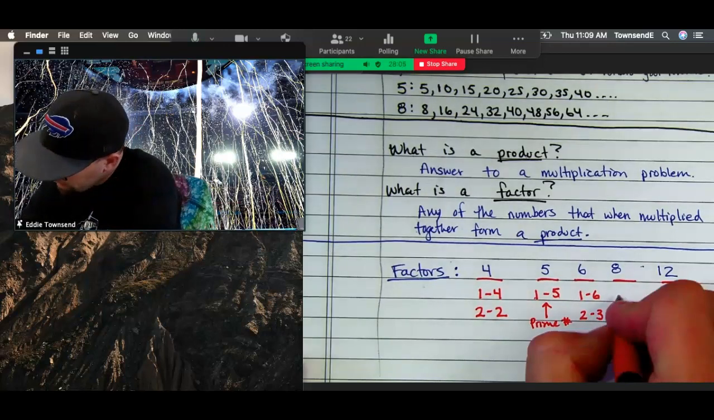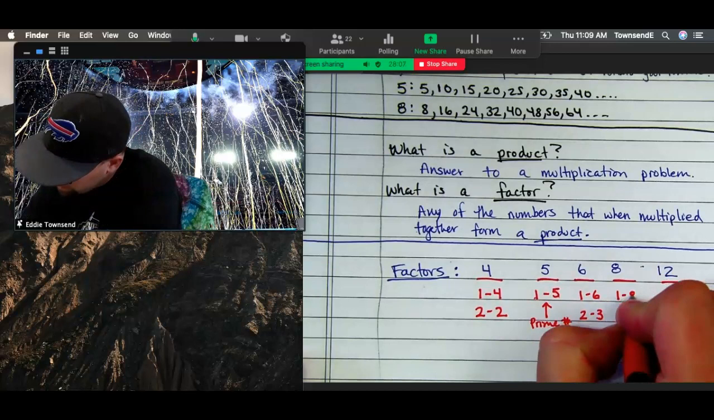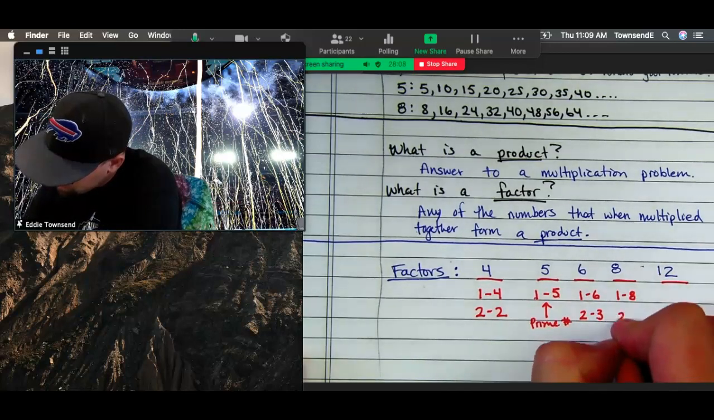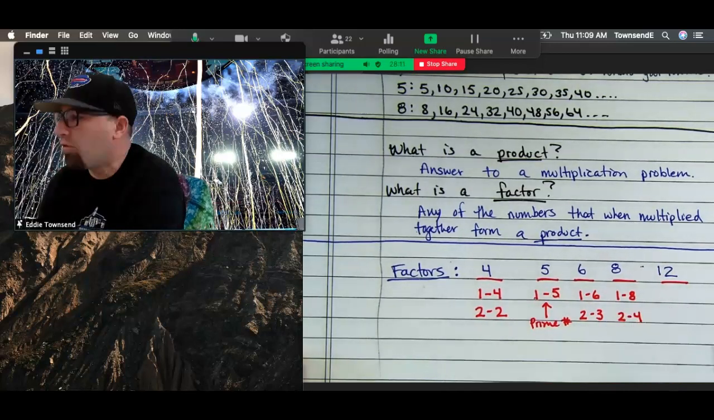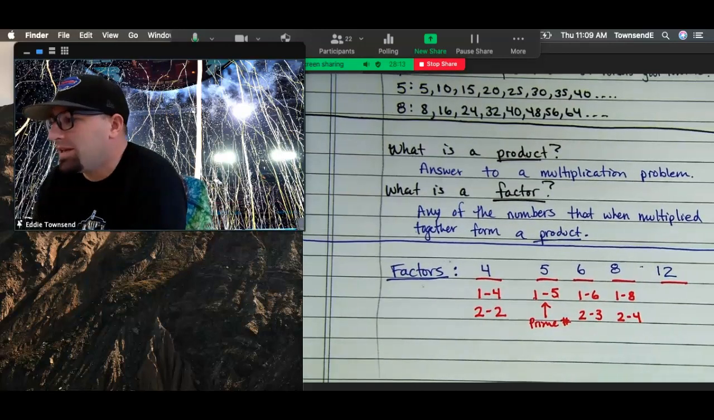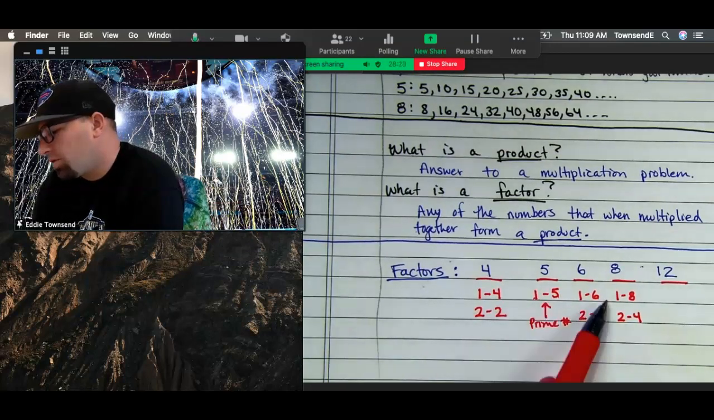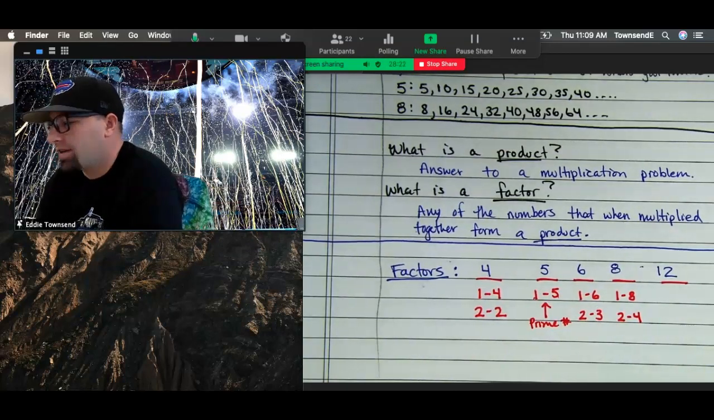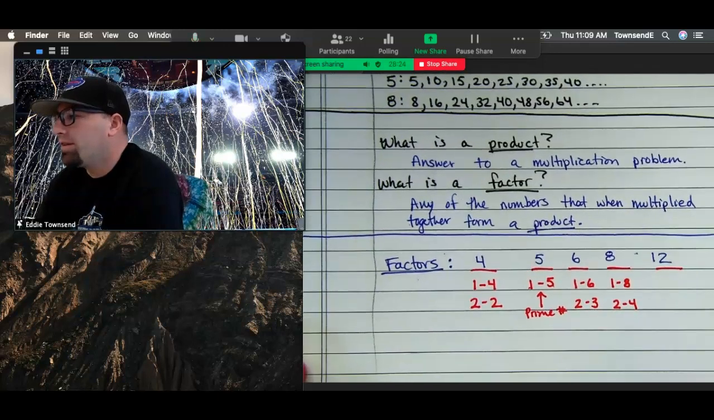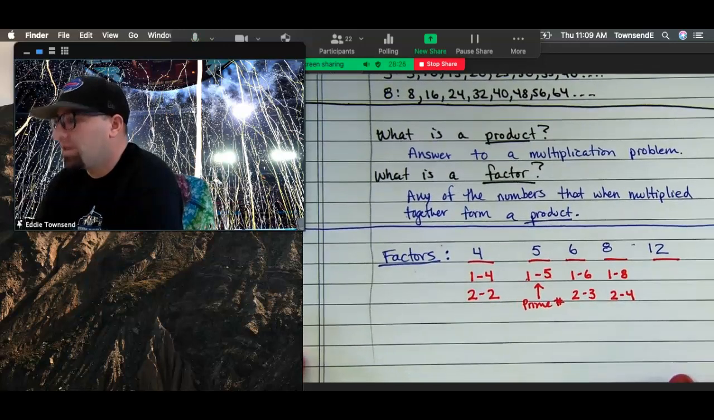Okay, 8. You got 1 and 8, 2 and 4. So 1 times 8 is 8, 2 times 4 is 8, and that's it. So all those just have either 1 or 2 sets of factors. Okay, now we're going to go to 12 that actually has 3 sets.